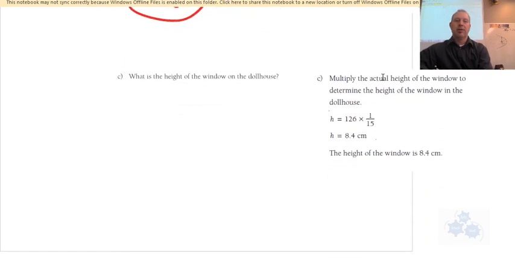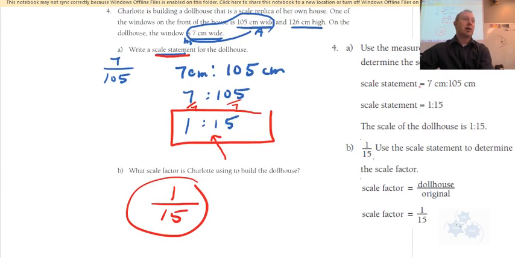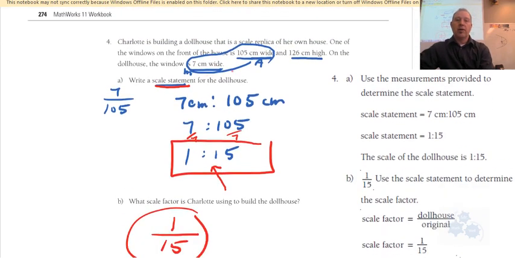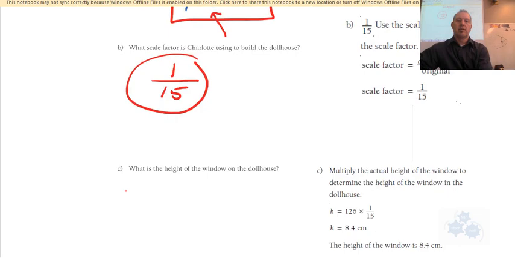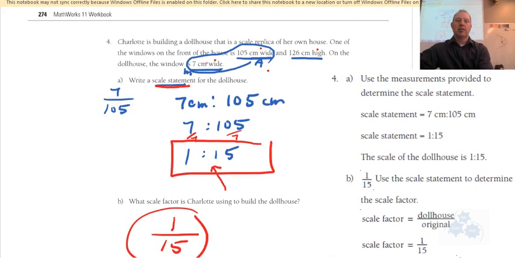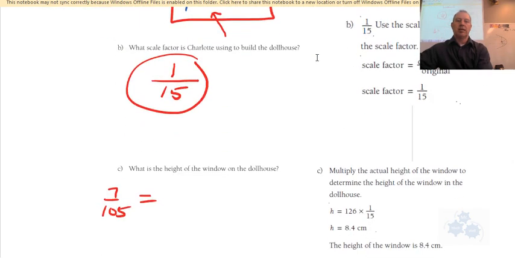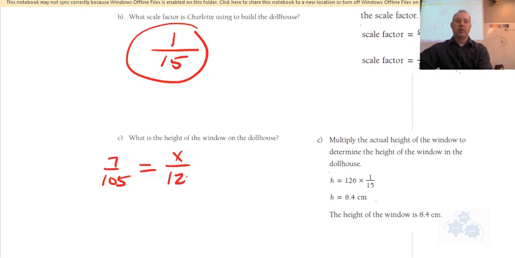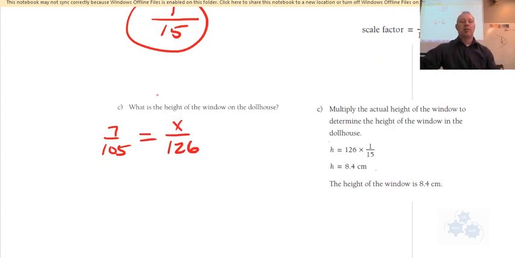Okay. Now, C, what's the height of the window in the house? Okay, so you could do this a couple different ways. So right now, we could say, hey, there's the width, right? Width, and here's the height. So I could set this up as a proportion. I could do 7 over 105, because that's model to actual of the width, and then x to 126. X to 126. And I think that would be a great way to do it.